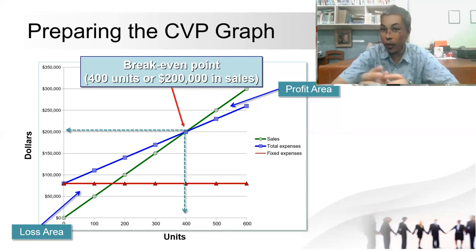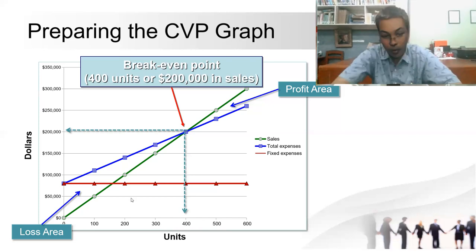So if there are many units sold and only a small amount of expenses, we have a bigger profit. As you will notice, as the line goes away from the break-even point, which is 400, if we sell more and more units, we will get more and more profit. The same is true on the other side. If we are only able to sell fewer and fewer units, we will have more and more losses. That is the meaning of this.